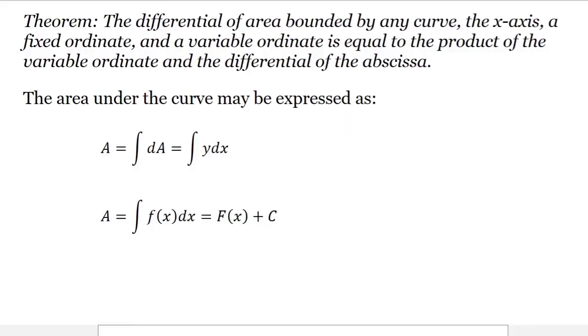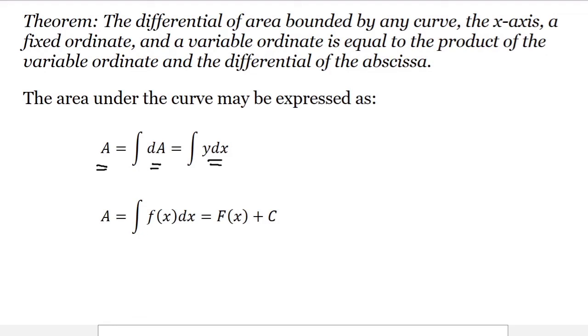So with this, we have the theorem: the differential of area bounded by any curve, the x-axis, a fixed ordinate and a variable ordinate is equal to the product of the variable ordinate and the differential of the abscissa. So the area under the curve may be expressed as the area is equal to the integral of the differential area. Since this differential area is equal to y dx, therefore the area is the integral of y dx.